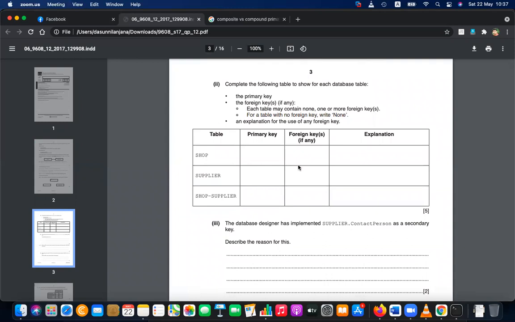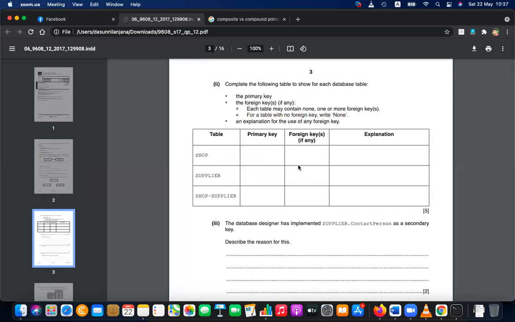Complete the following table. Show for each database table the primary key and foreign keys, if any. Each table may contain none, one or more foreign keys. For a table with no foreign keys, write none. And an explanation of the use of the primary key. Right? An explanation of the use of any foreign key. You have to write that.